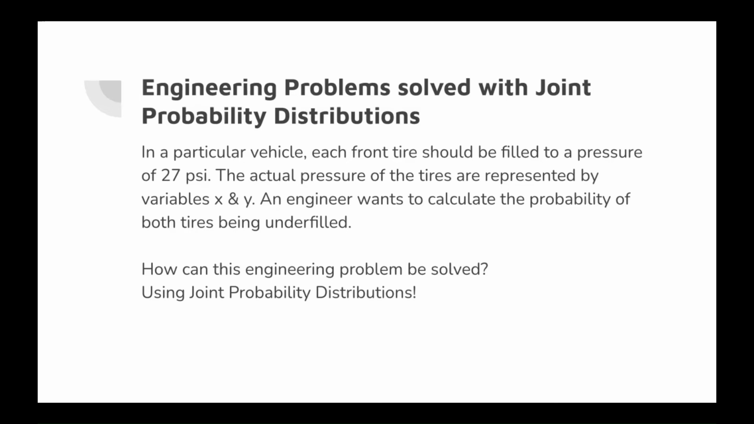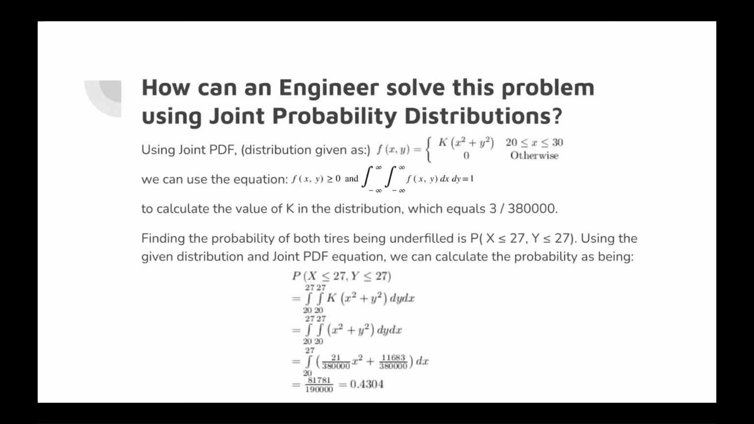Next slide. So with the given distribution and using the density function, which is again the double integral over the range of f of x and y dx dy equal to 1 when f of x and y is greater than or equal to 0, you can solve for the variable k in the distribution, and from there use the formula to solve for the probability, which would be 0.4304.